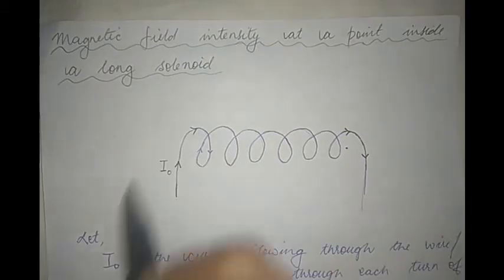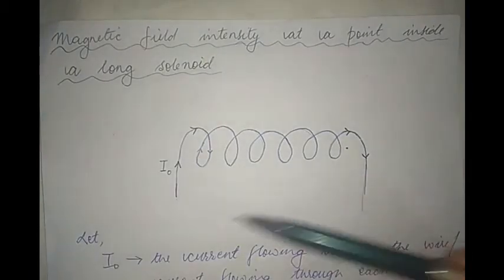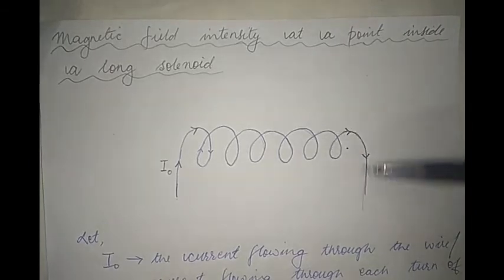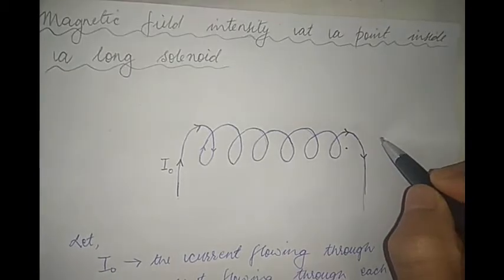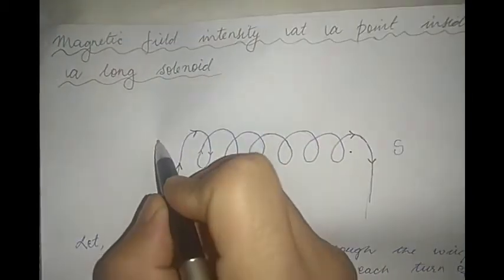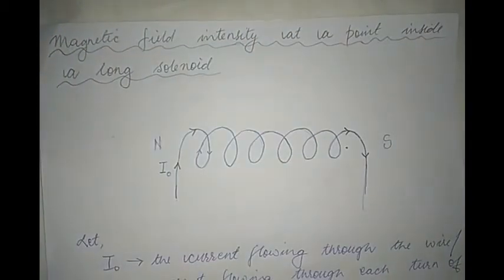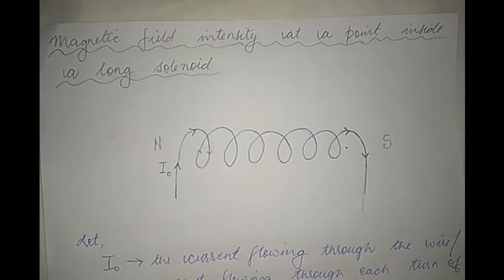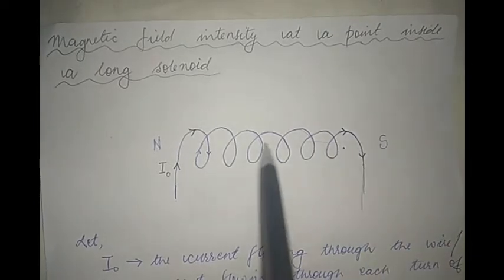So this side acts as the north pole, and if someone sees from this end, he or she will see current flowing in the clockwise sense. So therefore, this end acts as the south pole. So this is the south pole, this is the north pole. So therefore, this solenoid also acts as a magnetic dipole. Any magnetic dipole will have its magnetic field, don't forget, and the direction of the magnetic field inside the solenoid is from the south pole to the north pole, in this direction.